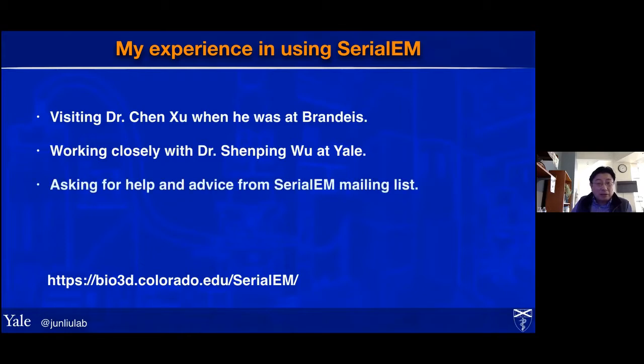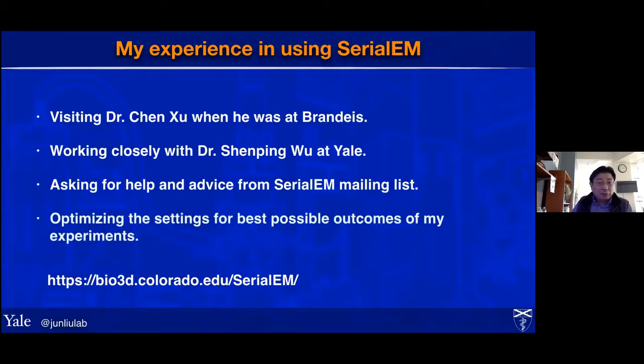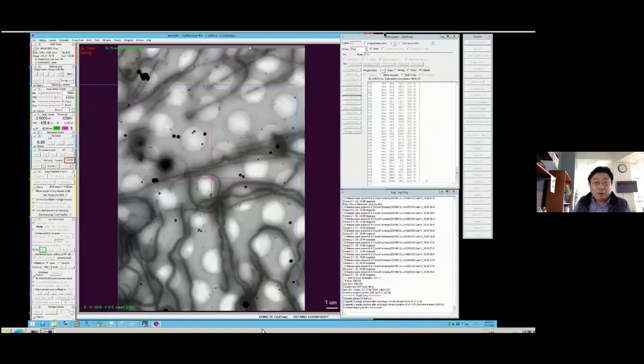Also, after this, you can get a lot of help from the SerialEM mailing list, and if you start using it, you want to be part of the mailing list. And obviously the last one is you just practice, trying to optimize settings for the best possible outcome of your own experiment. I think that's very important. Many people may not realize SerialEM has been developed for 25 years now, so it's evolving and things are changing. But here we are. Before I show the movie, I hope you can see it.